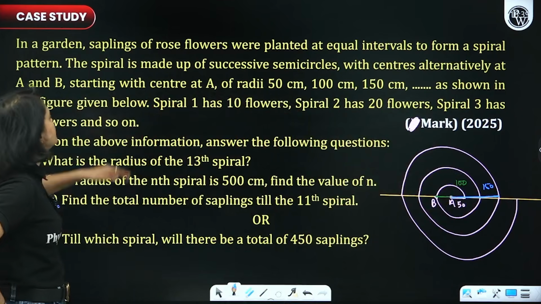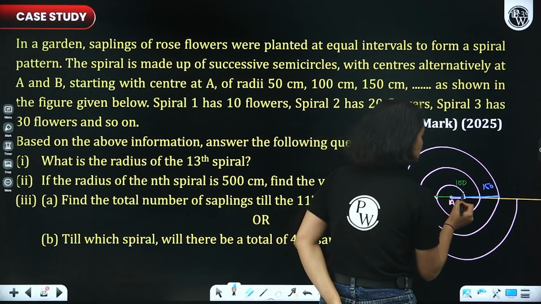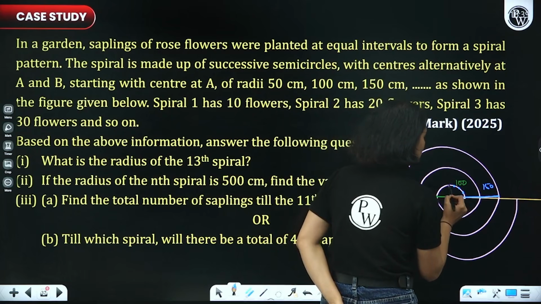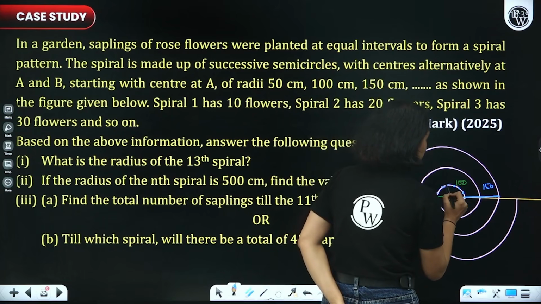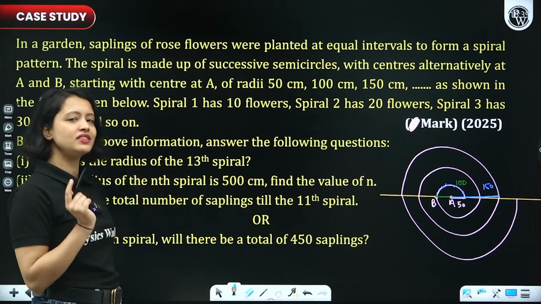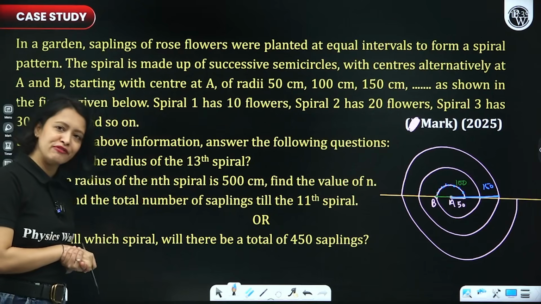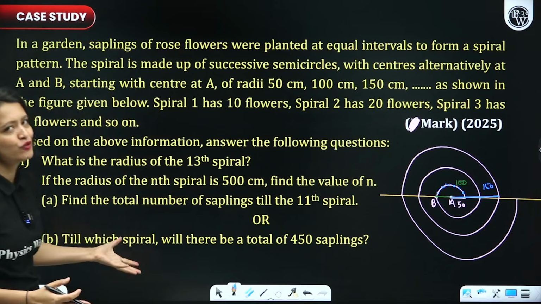Now, spiral 1 has 10 flowers: 1, 2, 3, 4, 5, 6, 7, 8, 9, 10. Spiral 2 has 20 flowers. Spiral 3 has 30 flowers, and so on. Now, based on this above information, we have to answer the following questions.